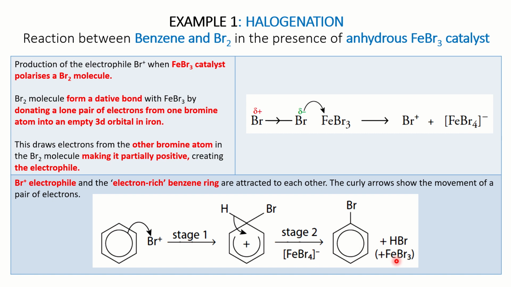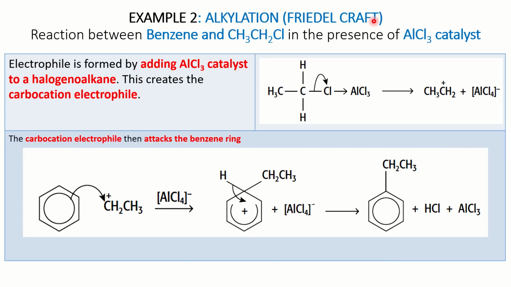Now the second example is alkylation, Friedel-Crafts. For the alkylation, we want to produce a carbocation that will be your electrophile. So here I'm choosing the reaction between benzene and halogenoalkane, and then the catalyst is AlCl3. First, you can see here your carbon and Cl. Cl is more electronegative, therefore it has a delta minus charge, and carbon here has a delta plus charge. So electrons will move to the Cl, and this Cl will form a dative bond again with your catalyst. That's why you produce AlCl4 minus.